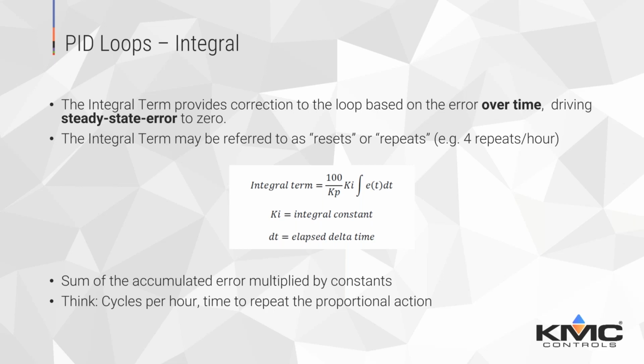So if you talk to a KMC person or a controls person, a lot of times you might hear integral term referenced as resets or repeats. This comes from the concept of repeating the proportional band every integral period. So 4 repeats per hour or a number of repeats per minute, depending on what we're trying to control. But the two big concepts with integral, again, is I'm adding a little bit of output to the loop over time, and I'm trying to drive that steady state error down to 0.